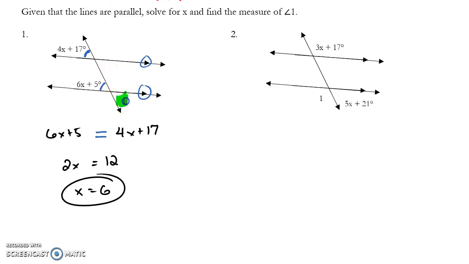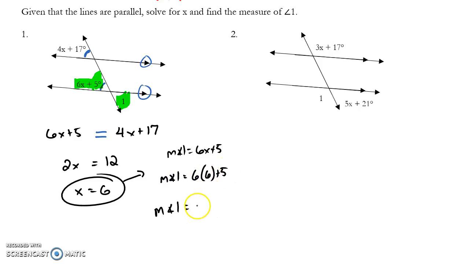Angle 1 is this angle down here. It is a vertical angle with this angle here. Therefore, it's congruent. So if I can find this angle measure, I know this angle measure. I know that the measure of angle 1 is equal to 6x plus 5 because those are vertical angles. Substitute in. The measure of angle 1 is 6 times 6 plus 5. Therefore, the measure of angle 1 is 36 plus 5, 41 degrees.